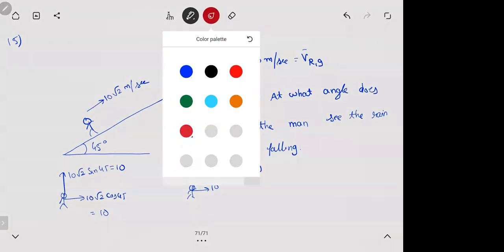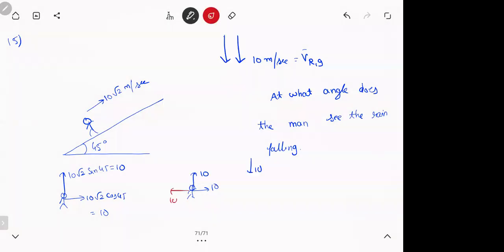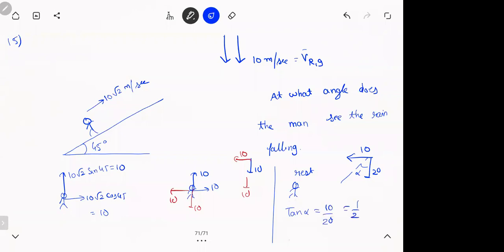So what do you do? Stop the man. 10 backward, 10 downward. So 10 backward and 10 downward. Then what will happen? The man will think, okay, I came to rest. And he will see the rain is falling 10 this way and 20 downward. This angle is alpha. So tan alpha is opposite by adjacent side. So that is half. So he will see the rain falling at an angle alpha, which is tan inverse half.